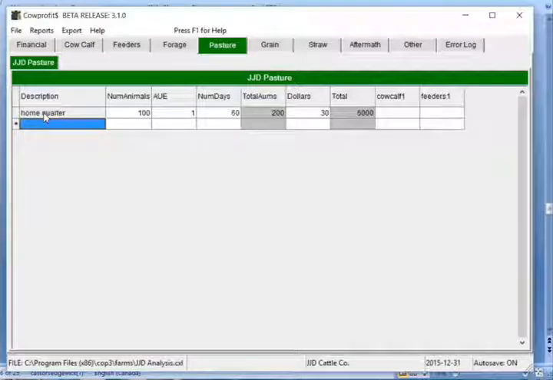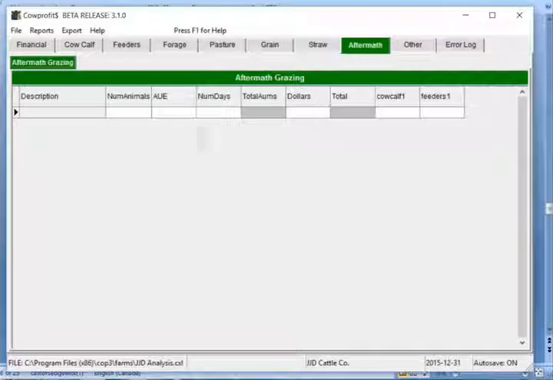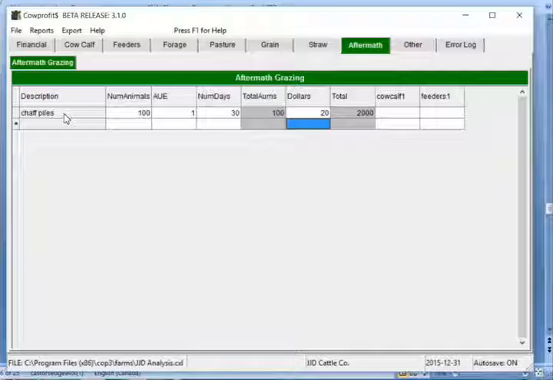The next one is almost the same thing. So if we went to aftermath, we'd have the very same kind of entry. In this case, there were some chaff piles, and the number of units were 100 cows, 1 animal unit per cow, and the number of days was 30 days. But in this case, we feel that the price is probably down to $20. Again, here's the allocations that we'll look after at the end of the process.